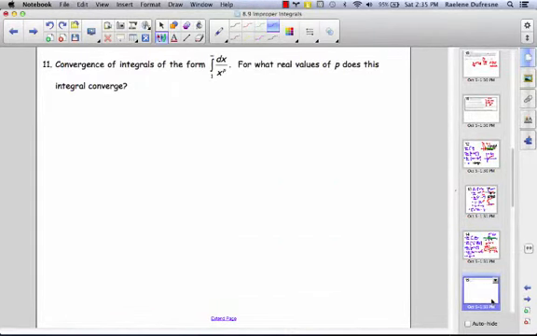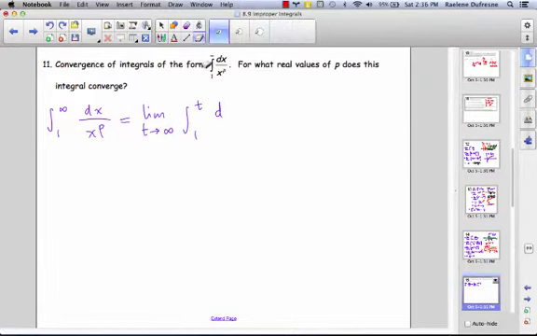Number 11 asks to discuss the convergence of integrals of the form integral from 1 to infinity of dx over x to the p. And the question asks, for what real values of the constant p does this integral converge? So we're going to rewrite the definite integral from 1 to infinity of dx over x to the p as a limit as t approaches infinity of the definite integral from 1 to t dx over x to the p. And I'm going to write 1 over x to the p as x to the negative p.